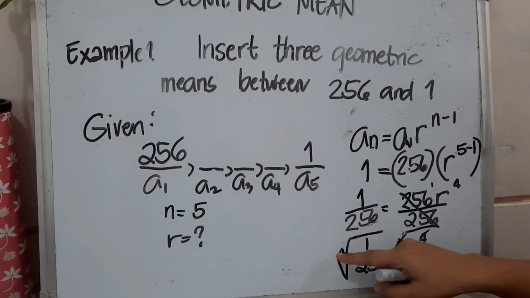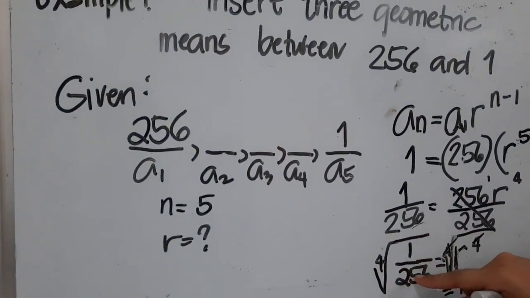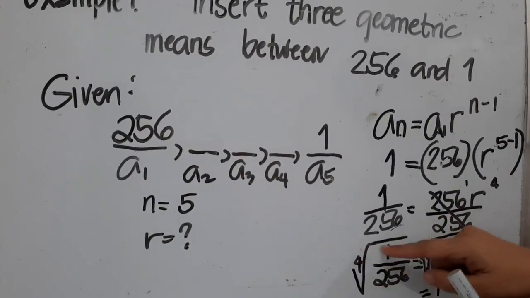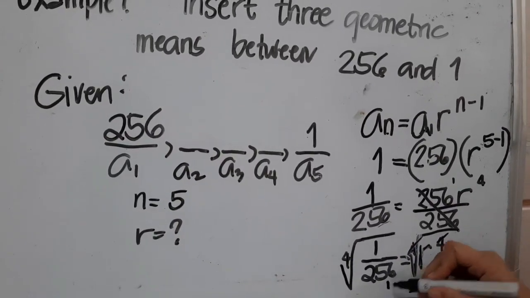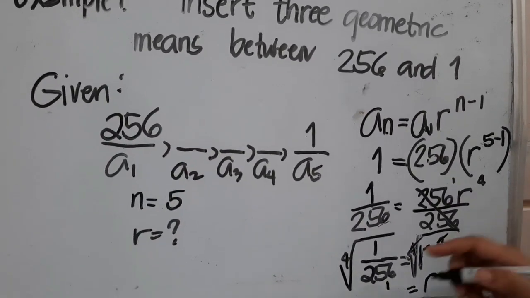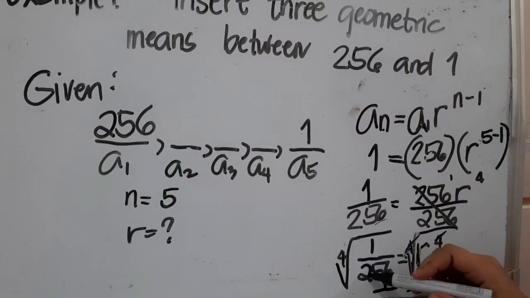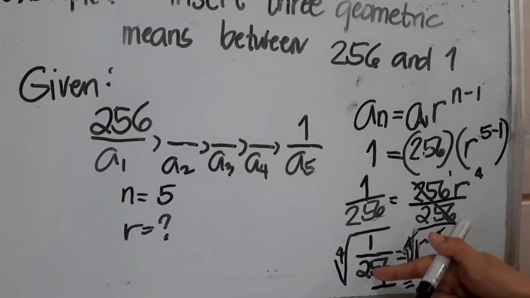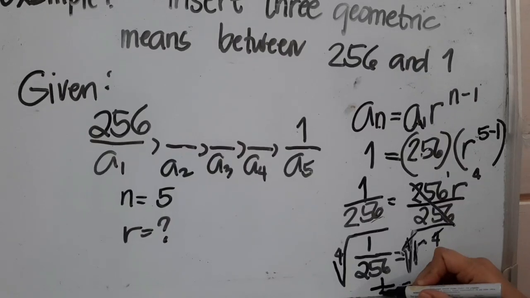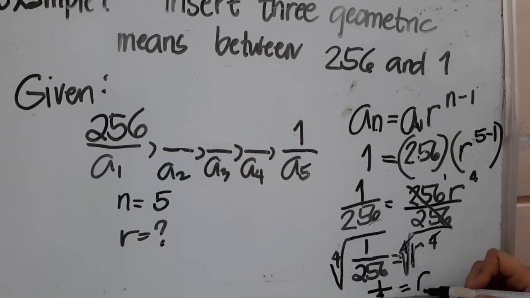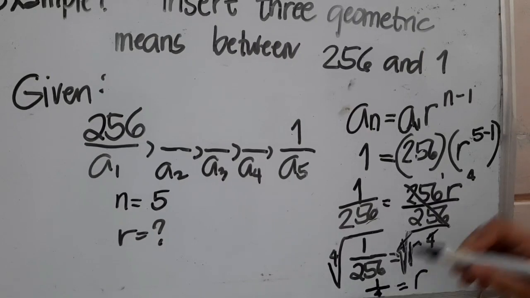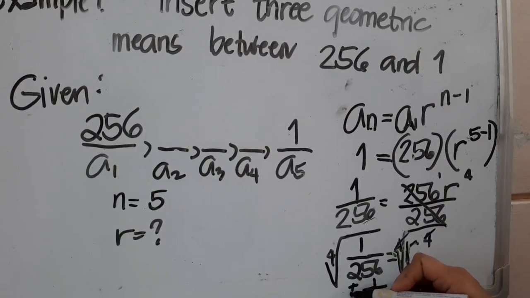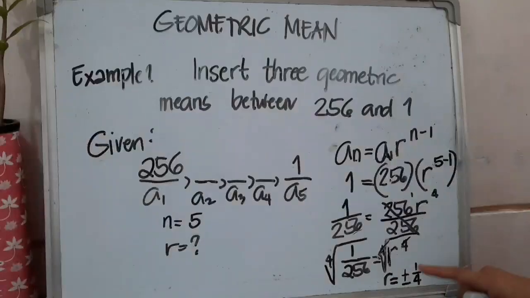So how are we going to extract the fourth root of 1 over 256? We are going to distribute our fourth root to the numerator and denominator. The fourth root of 1 is still 1, because 1 times 1 times 1 times 1 gives you 1. All over the fourth root of 256. You look for a number multiplied by itself 4 times that will give you 256. Yes, that's equivalent to 4. So our common ratio is positive 1 over 4. Not only positive 1 over 4, but it's positive and negative 1 over 4.